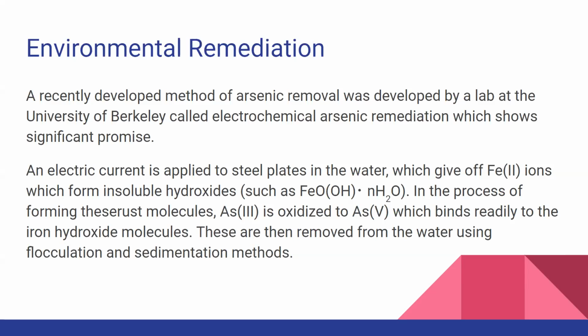But the University of California, Berkeley has developed a new method of removing arsenic from water, which they are deploying in India, called electrochemical arsenic remediation, which has steel plates in water, and then they apply a current to it, which causes essentially rust particles to form in the solution, which, while they're being formed, will take up arsenic particles and precipitate them out, as well as oxidizing arsenic 3 to arsenic 5. So it sort of does the whole shebang in one go.